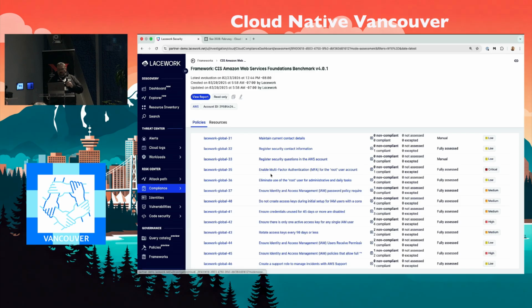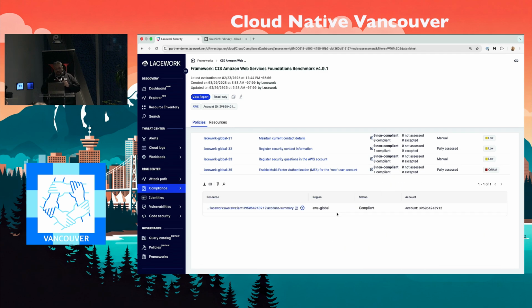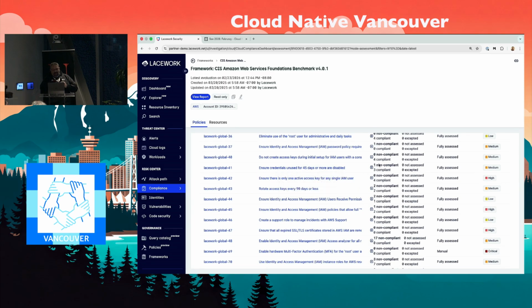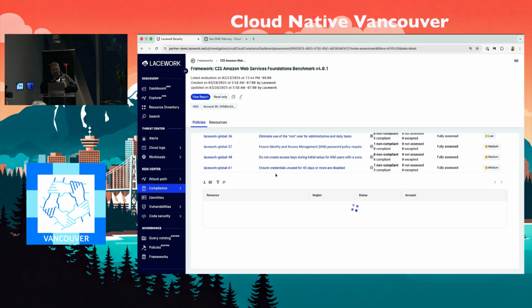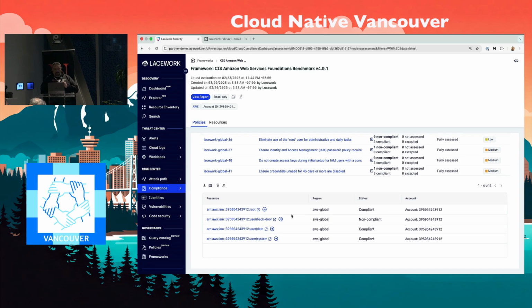So how about some critical ones: enable multi-factor authentication for root user access. So that's probably not being enabled here. That's why I have a non-compliant, or actually this is compliant. Right, so I have a compliant, one non-compliant here. So ensure credentials unused for 45 days or more are disabled. So probably I have one of these credentials non-compliant here. So this backdoor, it's kind of a suspicious credential to have in your environment, right? So yeah, that's the CSPM.